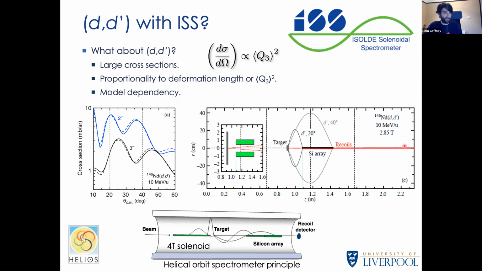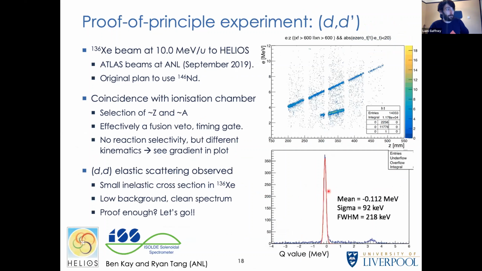So the idea to do that is to detect the recoils. But of course, they're all going essentially at 0 degrees. So that's going to be difficult. So that's where the ionization chamber comes into play. So we're going to detect, instead of using silicon detectors, we're going to use an ionization chamber at 0 degrees and try to pick out the elastic scattering recoils.